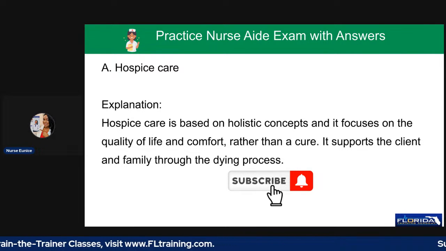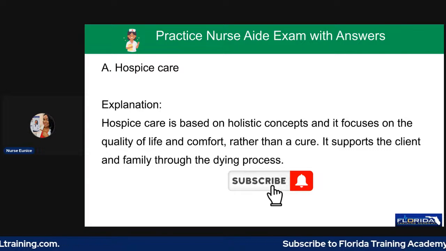Hospice care is based on a holistic concept and it focuses on the quality of life and comfort rather than a cure. You're correct, Renee.